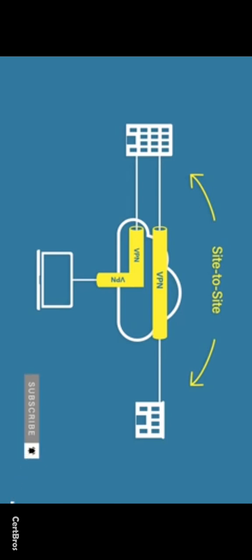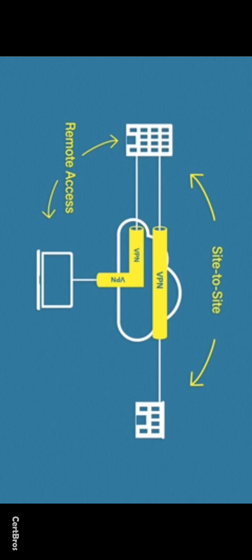Instead, they can use the second type of VPN. This is called a remote access VPN. A remote access VPN grants access to the corporate network, but only for one device. For example, a user's laptop in a coffee shop. This is unlike the site-to-site VPN, which connects to entire networks.